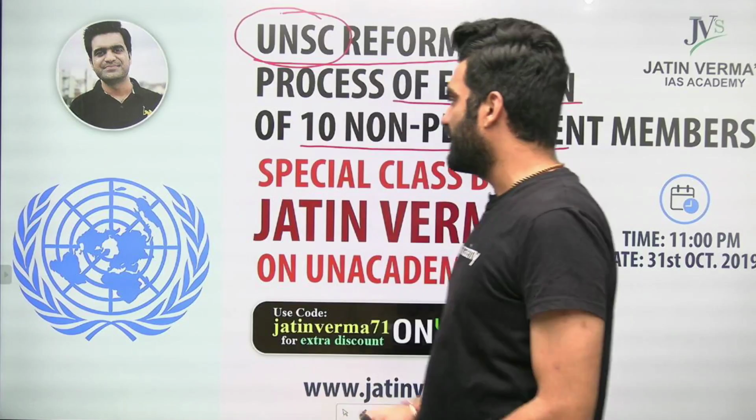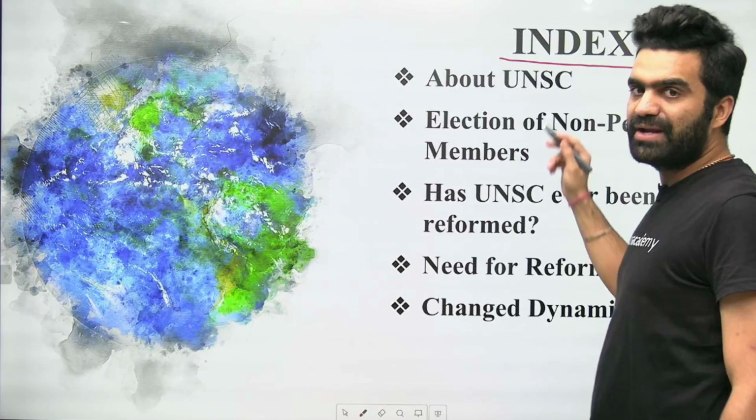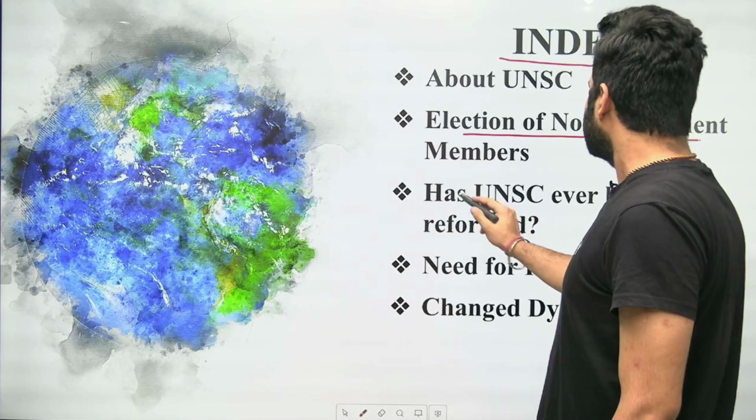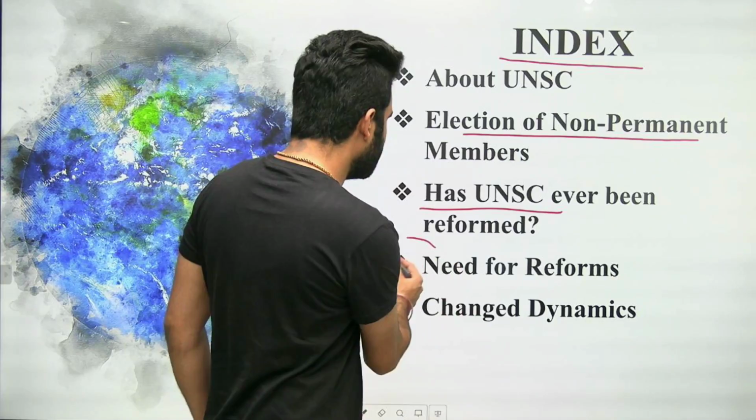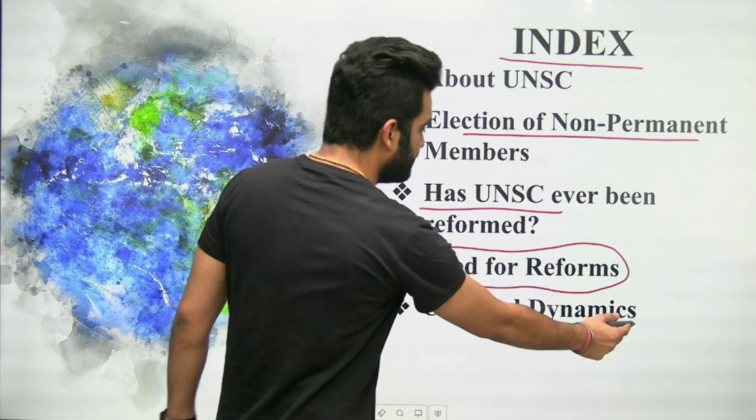So let's get started. This is the agenda for the session today: about the United Nations Security Council, then election of non-permanent members. Has the United Nations Security Council ever been reformed in the past? 1965 was the time. We will discuss that also. And what is the context in which reforms are being demanded today? Changed dynamics of the world order is the reason. We are going to discuss that as well.